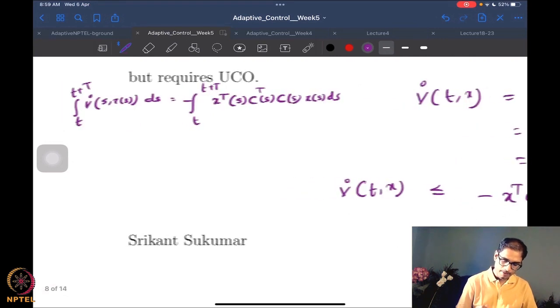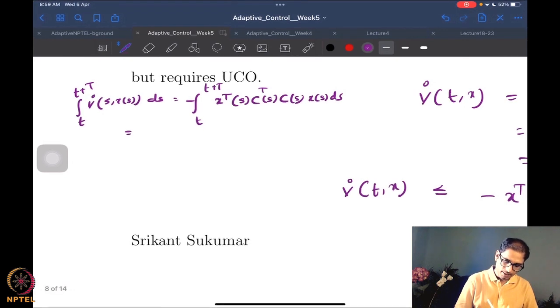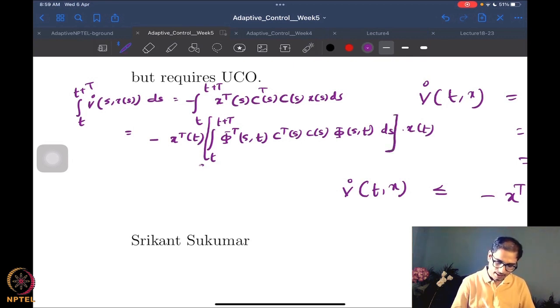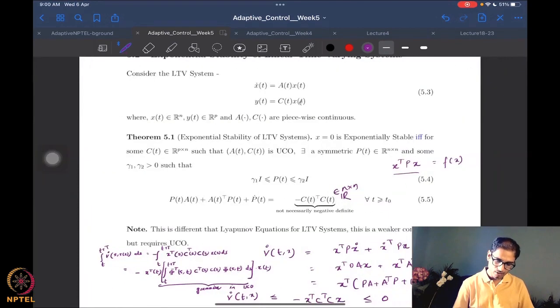Now using the state transition matrix, I can write this as minus x transpose at t, times the integral from t to t plus cap T of phi transpose of s, t, C transpose of s, C of s, phi of s, t, ds, times x at t. Now if you look at this integral here, this is exactly the Gramian in UCO. Yes, exactly the Gramian. You can verify by looking here.